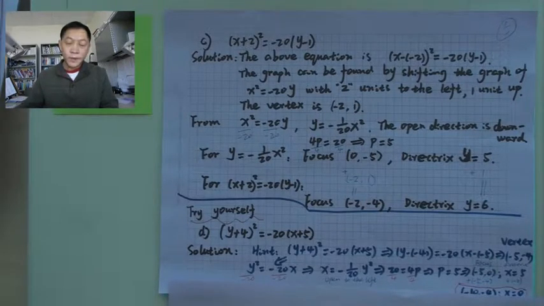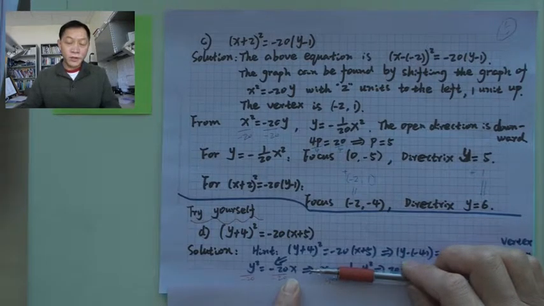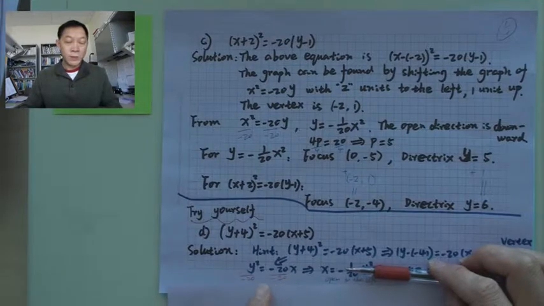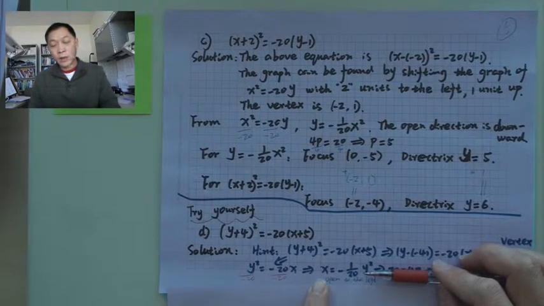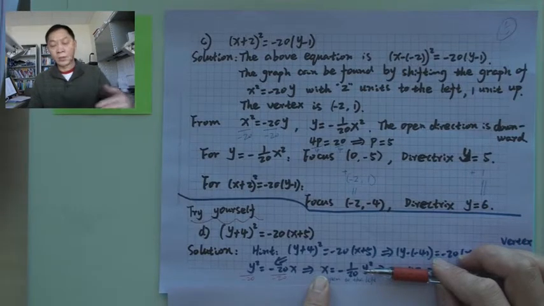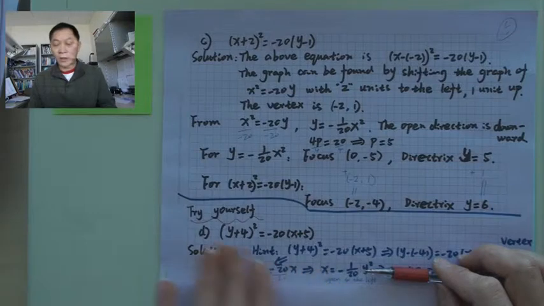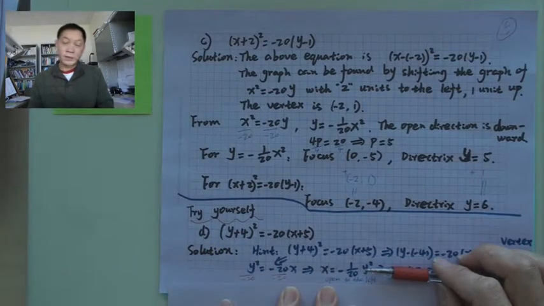Okay? Divided by -20. So you then have x is 1 over -20 y squared. Now again, x is not squared, so the open direction is in the horizontal way because x goes this way. And the negative sign tells us the open direction is to the left, and the focal point, the focus, is also on the left. Okay.